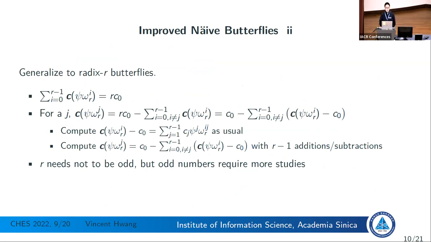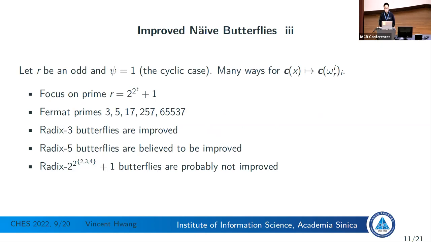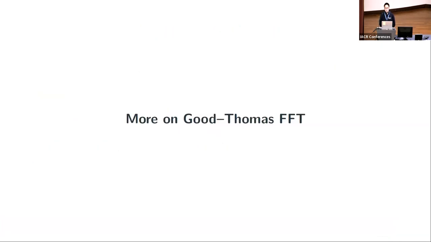You can generalize it to arbitrary radix butterflies by observing that the summation of the result of NTTs must be an R multiple of C0. So pick a specific K and move everything to the other side. Then we find that for C times omega R to the J, we only need R minus 1 additions and subtractions. I'll skip to this slide.